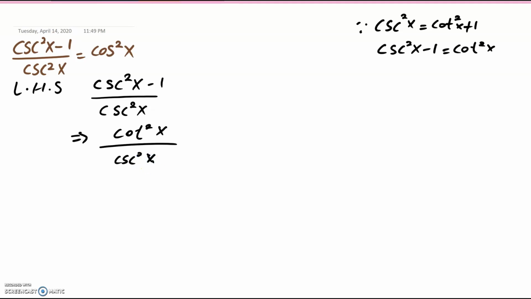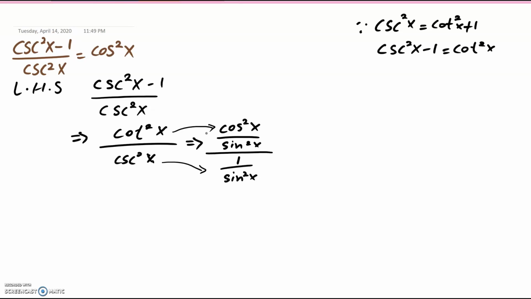Now we are going to use another identity on cot squared x. We know what cot squared x equals. Cot squared x is cos squared x over sin squared x, and cosecant squared x equals 1 over sin squared x. So we use this expression for this one and this for this one.